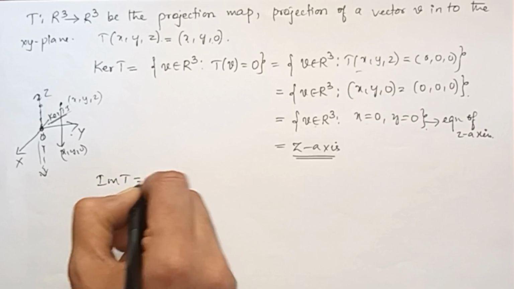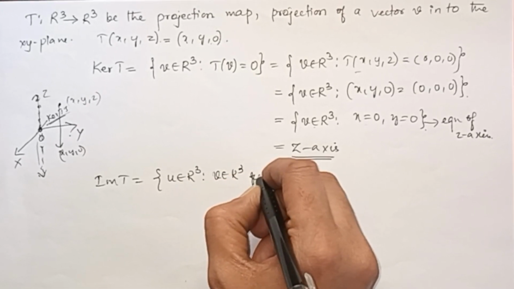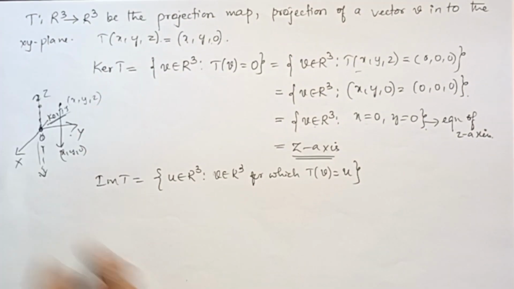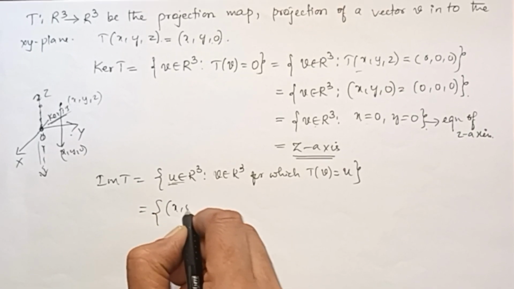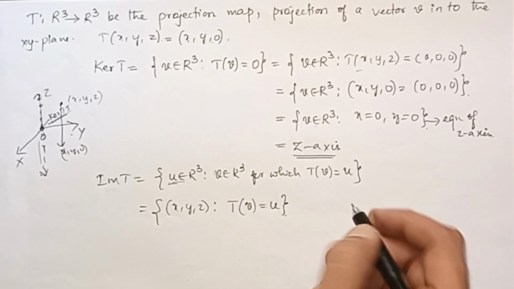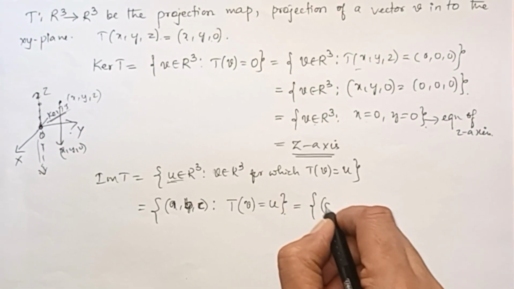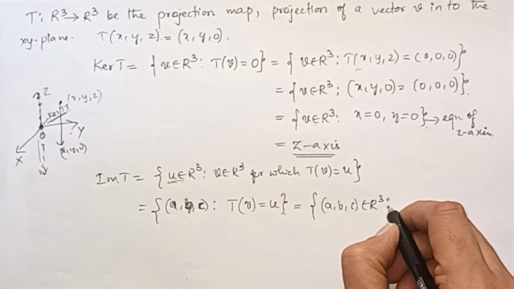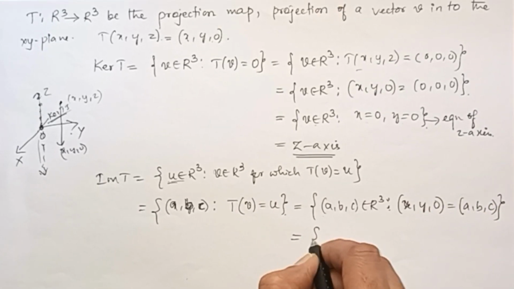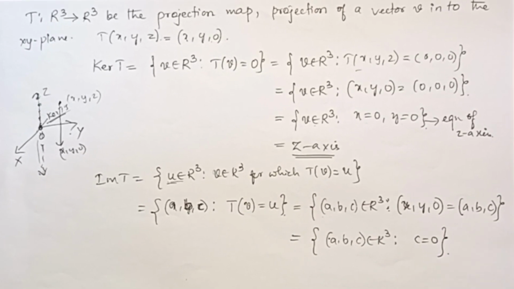Now similarly, the image of this transformation is the set of all U belongs to R³ such that there exists V belongs to R³ for which T(V) = U, meaning U is the image of some element of the domain. That we have to find out. U belongs to R³. You take it as (x, y, z) only, such that T(V) = U. You can take it here as (a, b, c), because (x, y, z) is already in the transformation. So the set of all (a, b, c) belongs to R³ for which T(x, y, z) = (x, y, 0) is equal to (a, b, c). So this implies, see here, the set of all (a, b, c) belongs to R³ such that c = 0. Correct now.